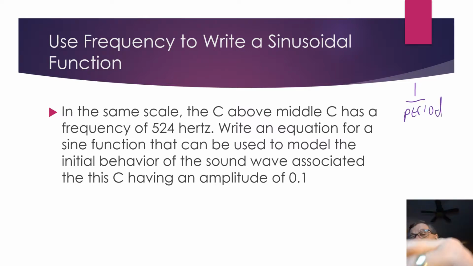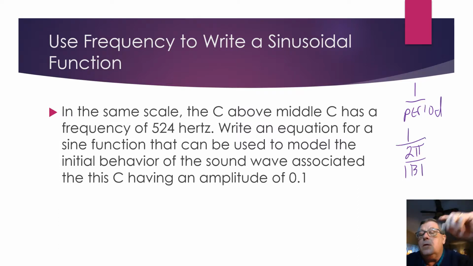Now, how did we just define the period? Well, we said it was 2 pi over the absolute value of b. And so if frequency is 1 over the period, then we can define the frequency as the absolute value of b over 2 pi.